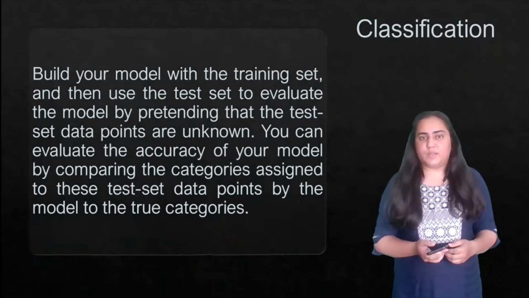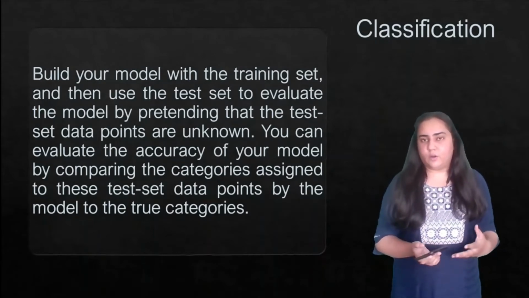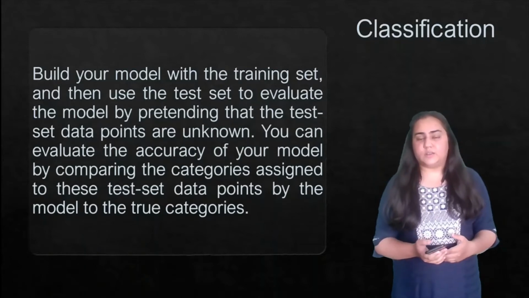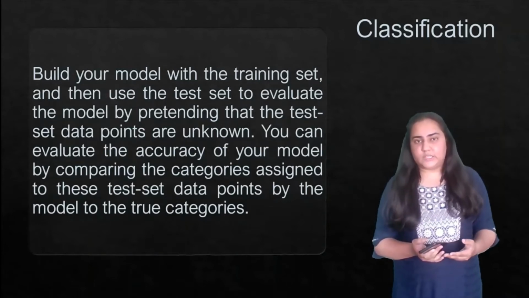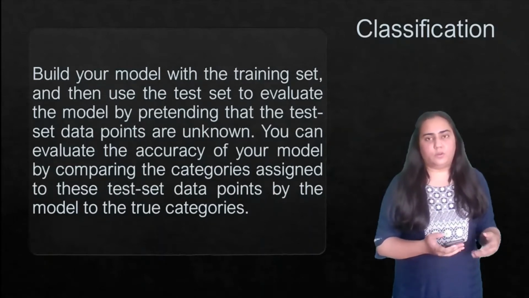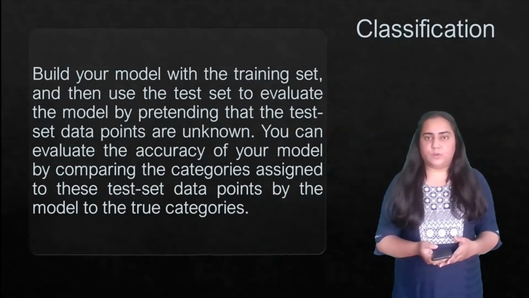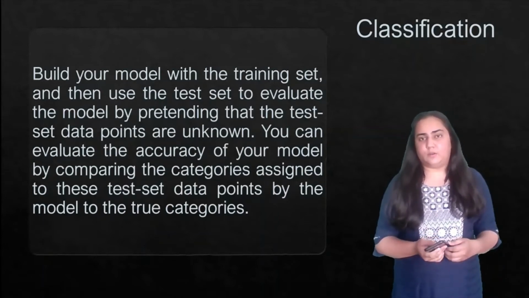Build your model with the training set and then use the test set to evaluate the model by pretending that the test set data points are unknown, but they are not, because they are present in your data set and of course they are labeled. You can evaluate the accuracy of your model by comparing the categories assigned to these test set data points by the model to the true categories, because you're already given the correct labels, so you can compare those labels with the labels predicted by the algorithm.